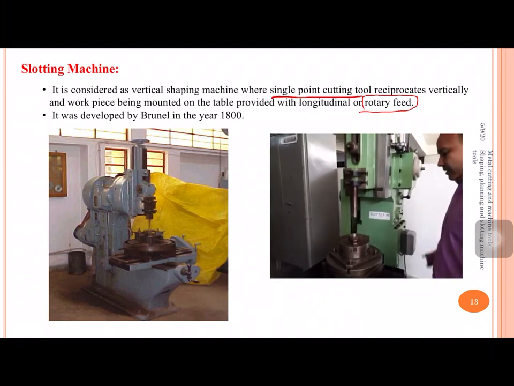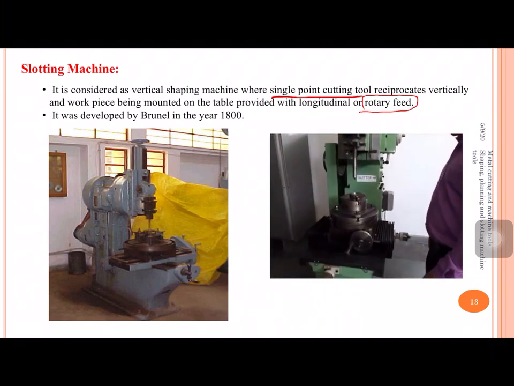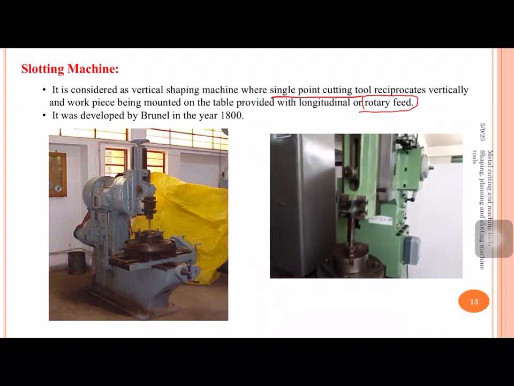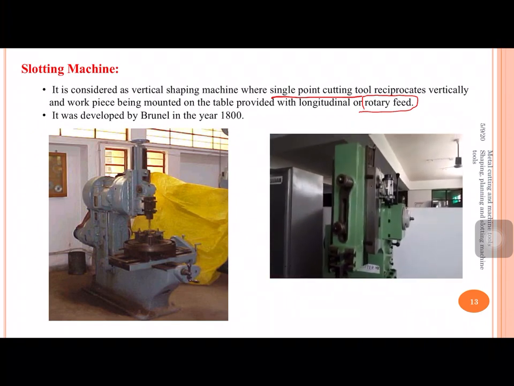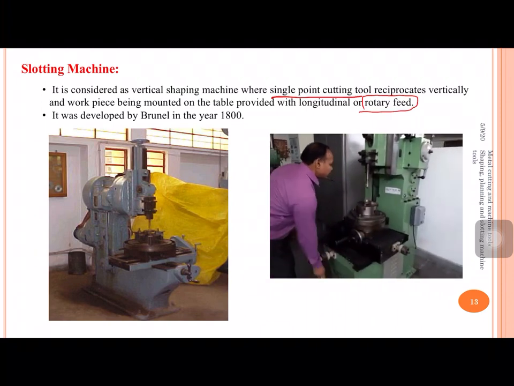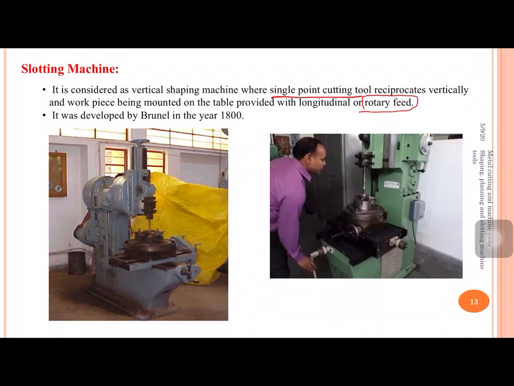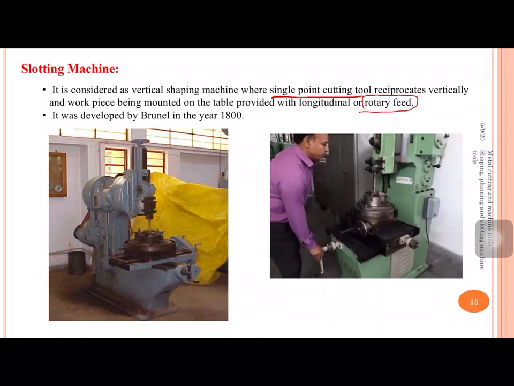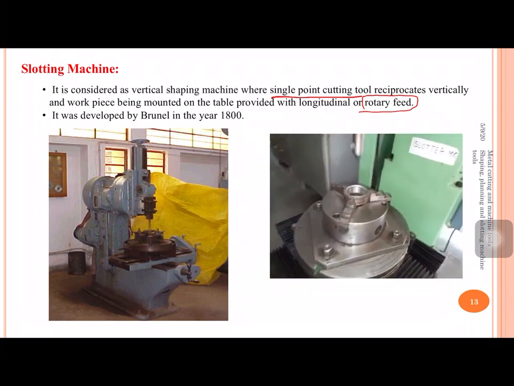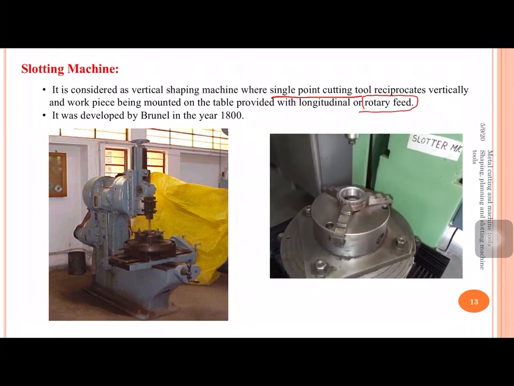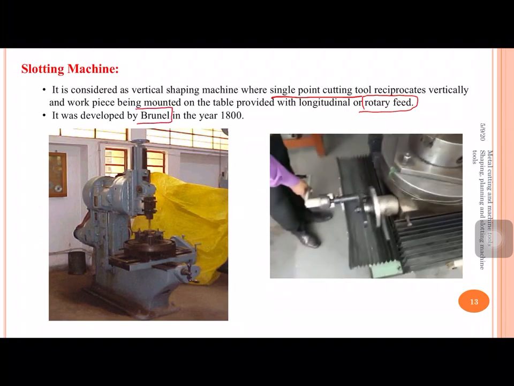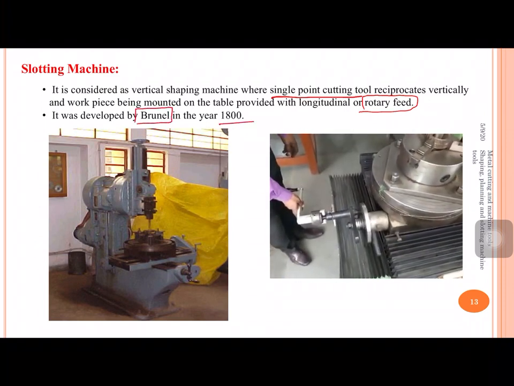but there is a basic difference between the slotting machine and the shaping machine. In the slotting machine there is no quick return ratio mechanism. The mechanism utilized in the slotting machine is the crank and piston mechanism, whereas the shaping machine is utilizing the crank slotted lever mechanism, which has a quick return ratio greater than 1. And the slotting machine was developed by Brunel in the year 1800.